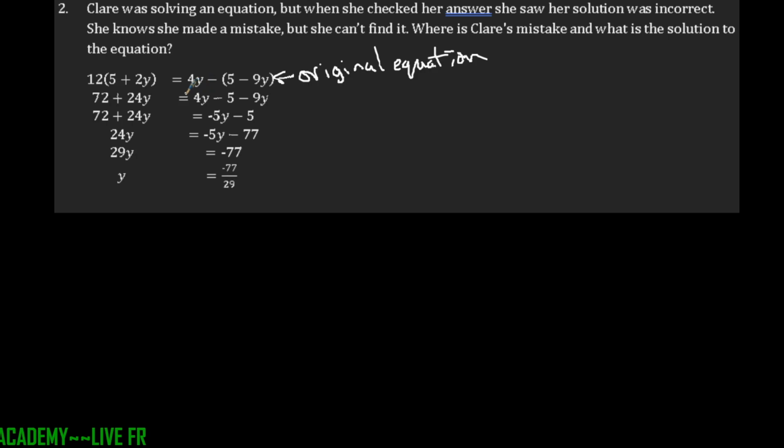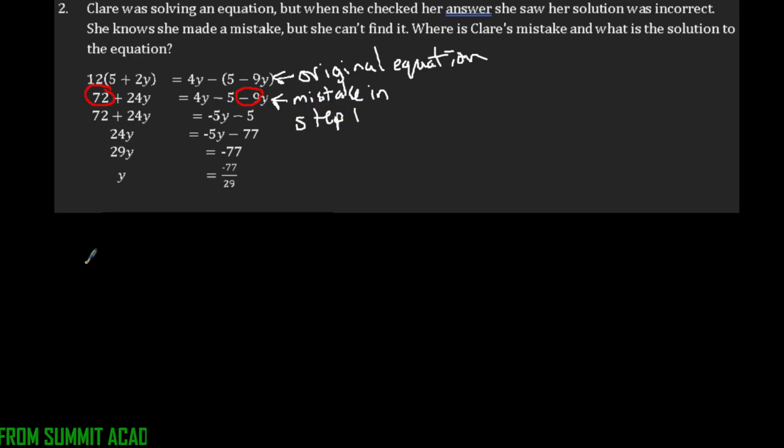So if we look at the first step, she multiplied each term by 12, and on the right side, she multiplied each term by -1. And so I'm going to say, well, here's the mistake. It's in 2 parts. So let me select it. I'm going to say right here is a mistake, and right here is a mistake. So right here is the mistake in step 1.